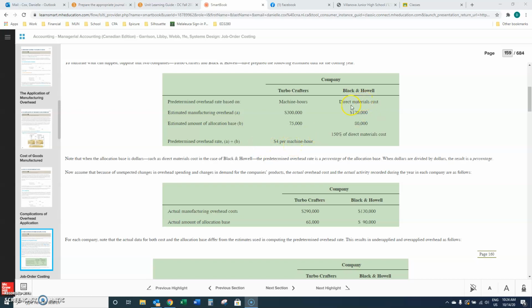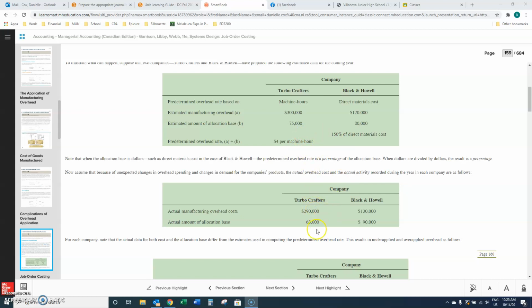Black and Howell, on the other hand, are using an overhead rate based on direct materials cost. They are estimating $120,000 in overhead, and $80,000 is their allocation base, which is direct materials cost. So their predetermined overhead rate is 150% of direct materials. They do this at the beginning of the year, and then as they're creating product throughout the year, they allocate overhead based on these amounts. So then you get to the end of the year.